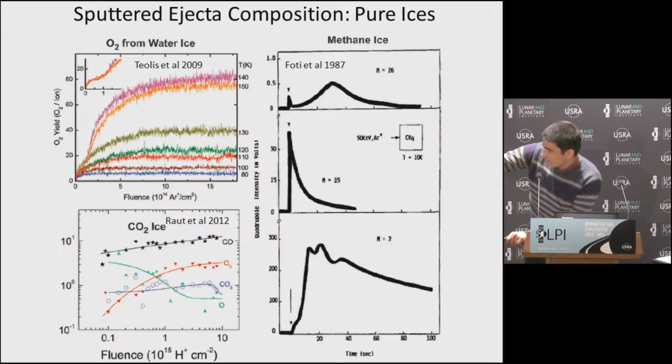This is methane. It starts high and then drops, and then you have these heavier hydrocarbons that are formed on the surface. And they actually measured many hydrocarbons. This is just a plot of one of them. If you look at their paper, there's a mass spectrum that shows that many higher order hydrocarbons are formed from the methane, and they are ejected from the solid.